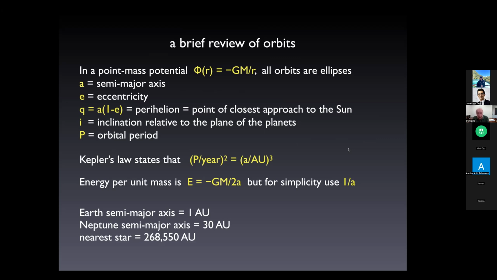The energy per unit mass of the comet is minus G times the solar mass divided by twice the semi-major axis. But for simplicity, I'm going to set G to 1, solar mass to 1, 2 to 1, and minus 1 to 1. And so I'll talk about 1 over the semi-major axis as being the energy. And for comparison, the semi-major axis of Neptune, the most distant known planet in the solar system, is 30 AU, and Proxima Centauri is about 270,000 AU from the sun.